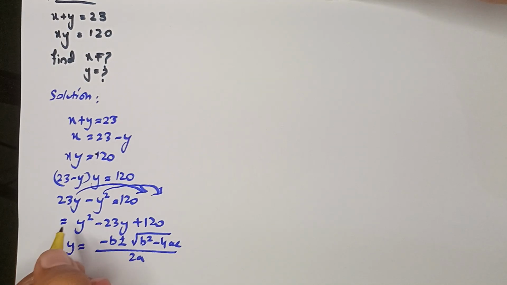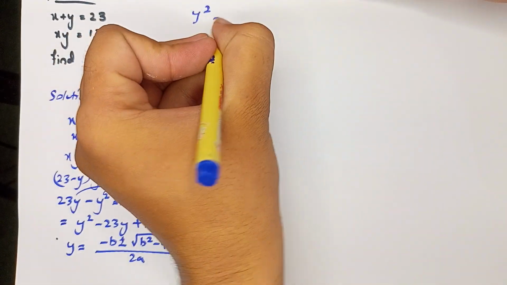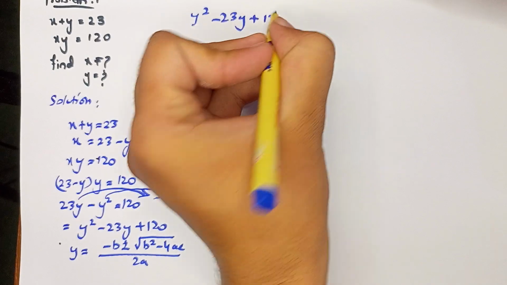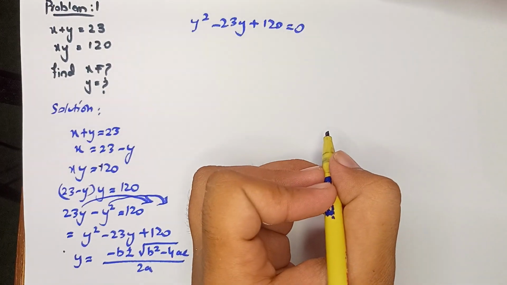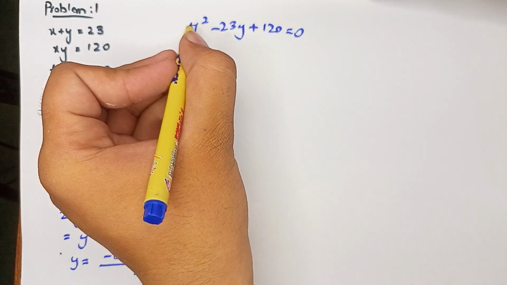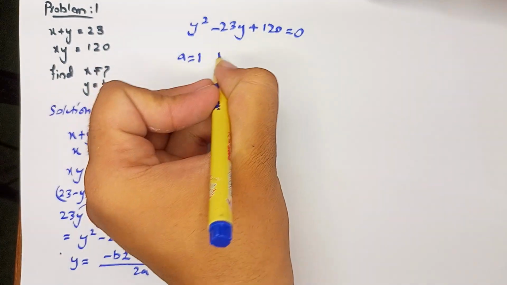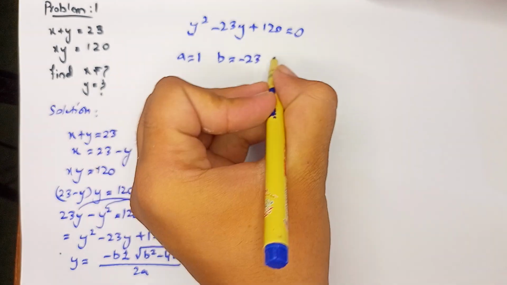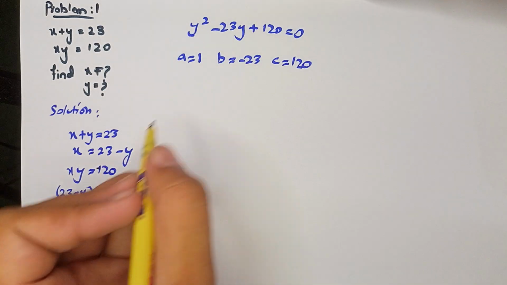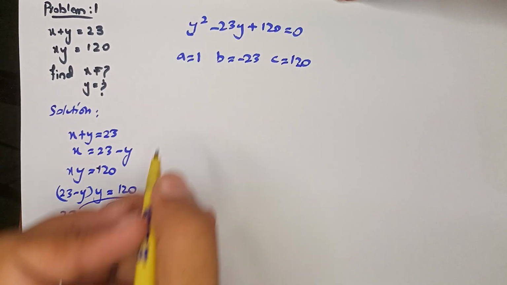Next, put the values from the equation y square minus 23y plus 120 equal to 0. Now from this quadratic equation in y, we have a is equal to 1, b is equal to minus 23, c is equal to 120. So put these three values in this quadratic formula.